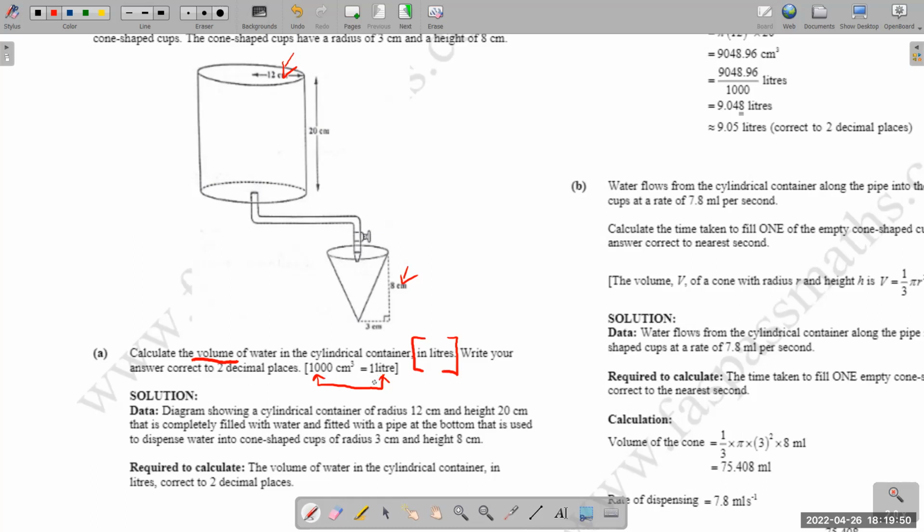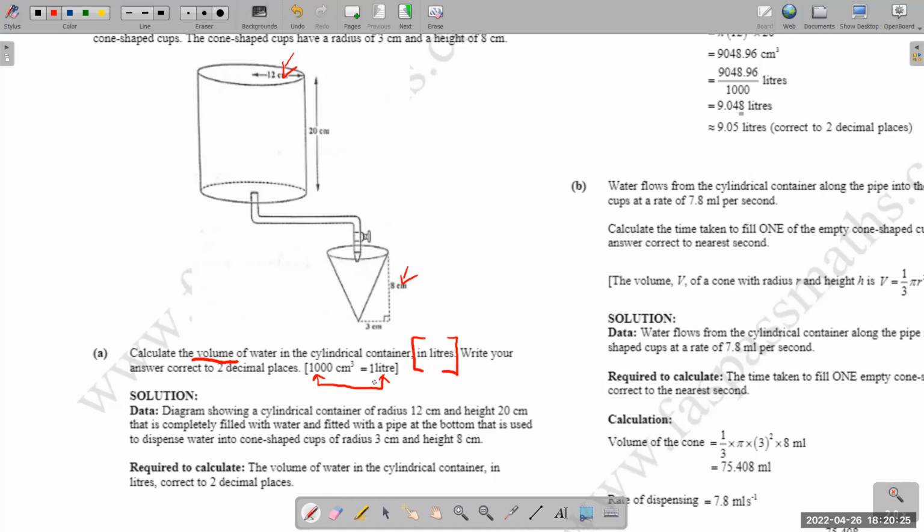So you have to go back to the question. The question says to express your answer in liters. So we need to convert centimeters cube into liters. How many centimeters cube make 1 liter? 1,000. So it means then that we have to divide our answer by 1,000. And to be honest, we don't even need a calculator because we know what to do in a case like this. We move the point 3 times to the left. So you go 1, 2, 3. So that's how they get 9.048.